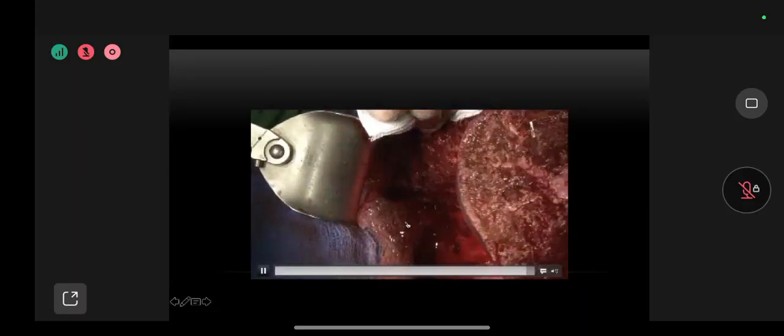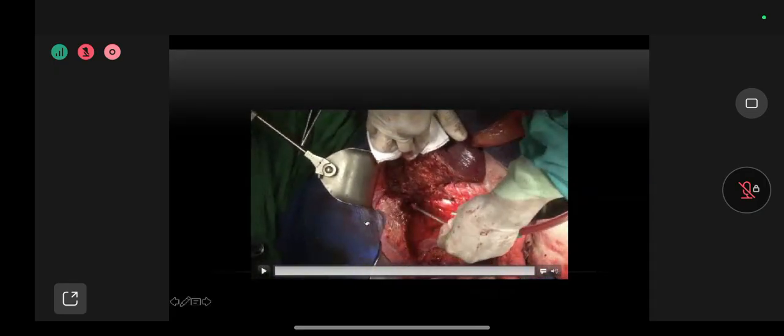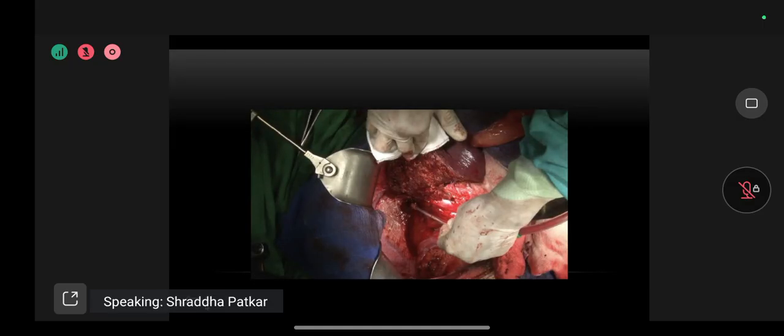Sometimes a part of the diaphragm may need to be removed. That's a call which can be taken intraoperatively. It's always safer to remove a part of the diaphragm rather than dissecting between the tumor and the diaphragm fibers.